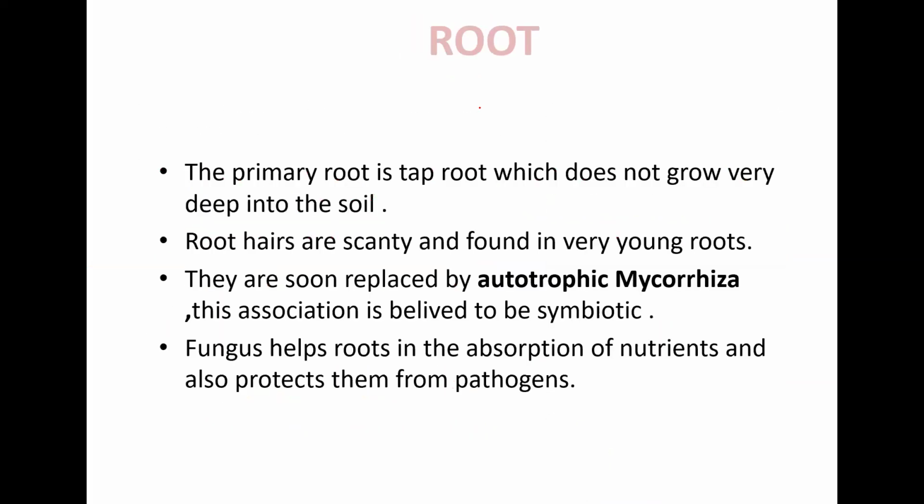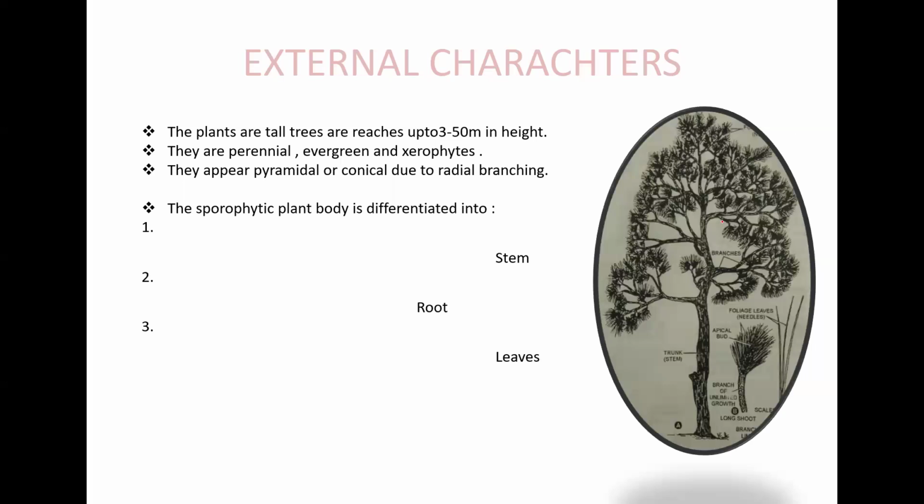So I'll show you the diagram here. Suppose this is a branch. This is a dwarf shoot. On this dwarf shoot, you can see these lines. Can you see that? These are called the foliage leaves. Okay, ma'am. Fine, right.